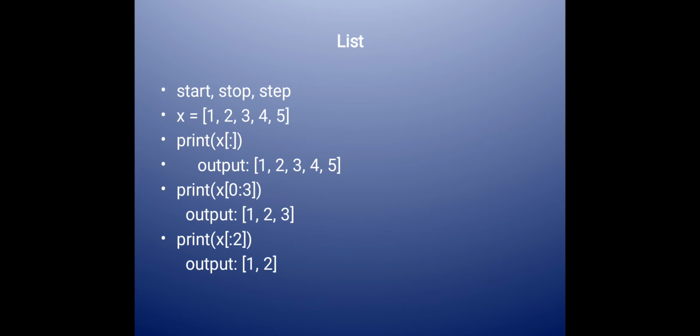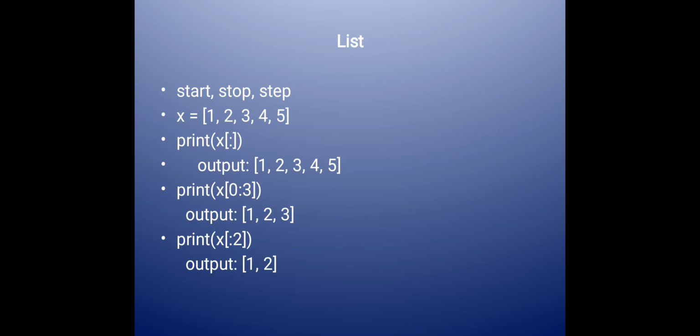So here in the first example, print x of colon in a square bracket. That means it has skipped the start index and stop index. So in this case, it will start from the first element and will end at the last element. So the output will be the entire list. Output 1, 2, 3, 4, 5 within a list.